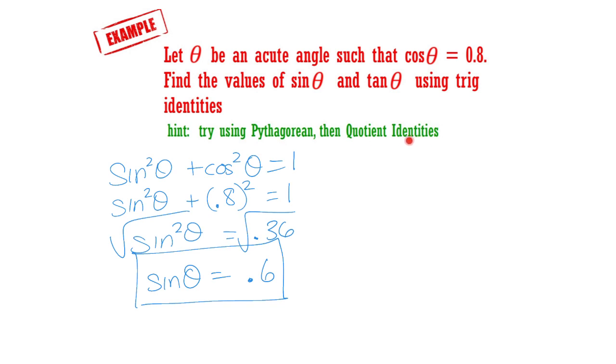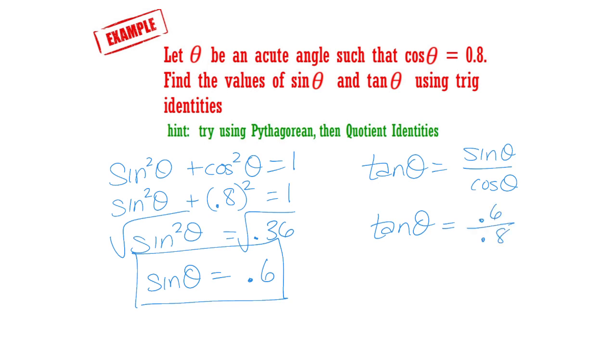Your quotient identity says that tangent is sine over cosine, and I now know sine and cosine. So tangent of theta would be my sine over my cosine. Put in those decimals. And let's go ahead and just maybe get a decimal on that. If you divide that out, you find out that the tangent of theta is 0.75. And you've got them both.